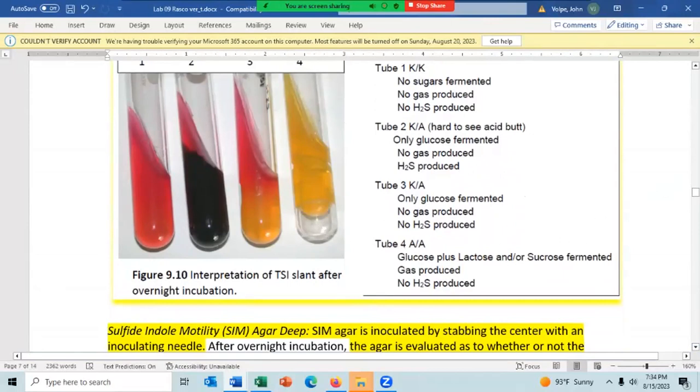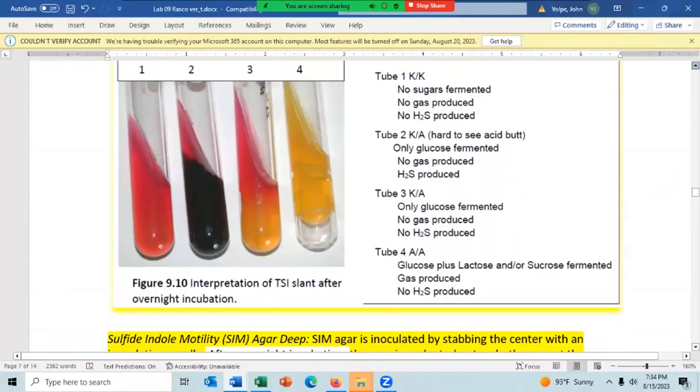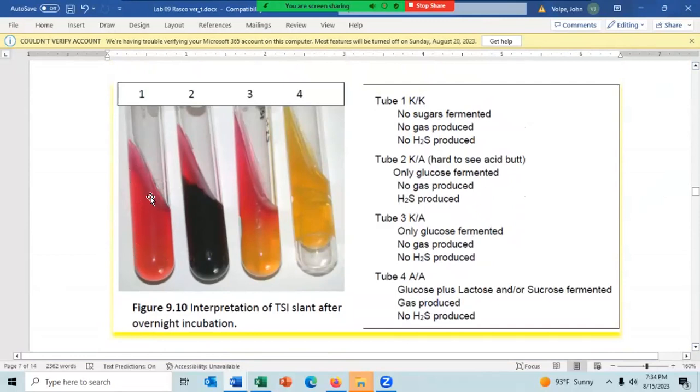You then look at the color in the slant and in the butt. So this is pinkish or reddish in the slant and pinkish or reddish in the butt. And so you put that, you don't need to put it as K, but we'll just say negative, negative for the slant, negative for the butt. So the slant comes first and then the butt. For tube 2, it's hard to read this one, so let me come back to it. Let me go to tube 4 because this is the simplest one.